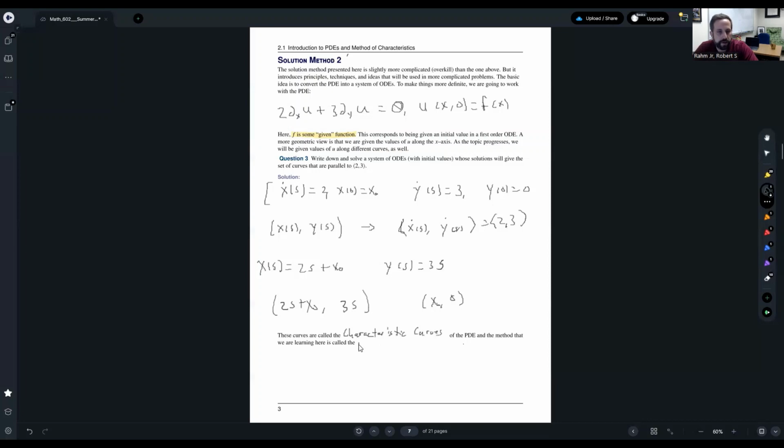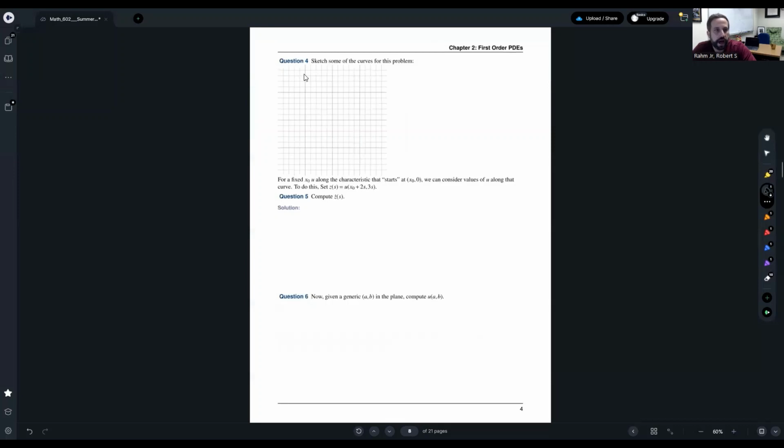Of the PDE, and the method that we are learning, as I said before, and as the title said, this is the method of characteristics. What we're going to see in the next page here is that along each one of these characteristics, I'm going to sketch some of them, the PDE actually turns into an ODE, or reduces to an ODE. And I'll make that precise in just a moment.